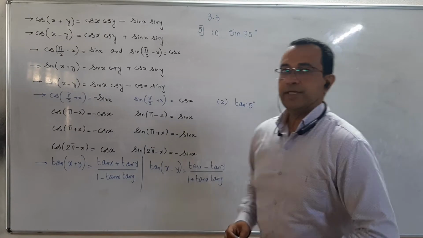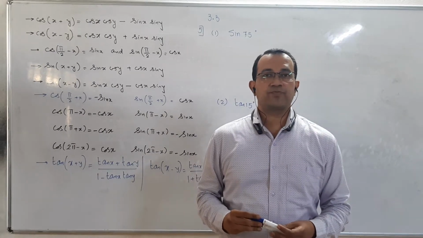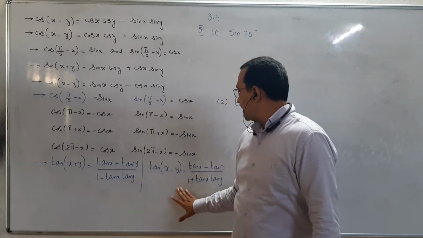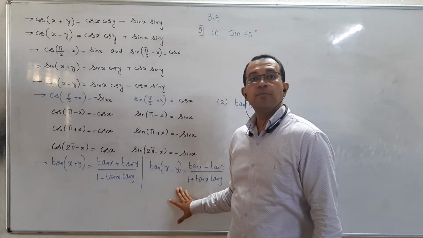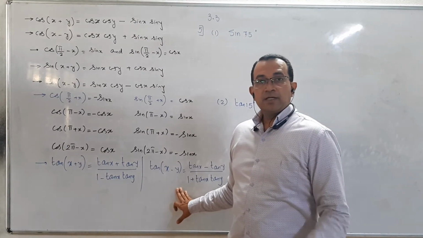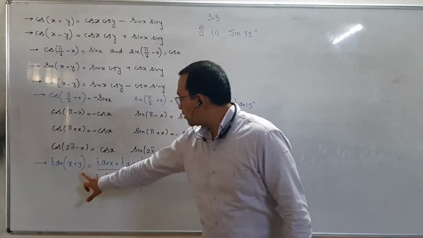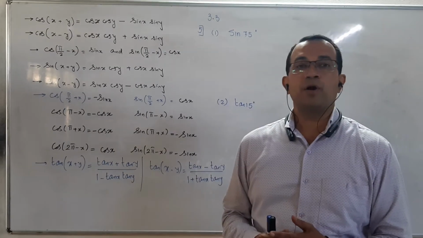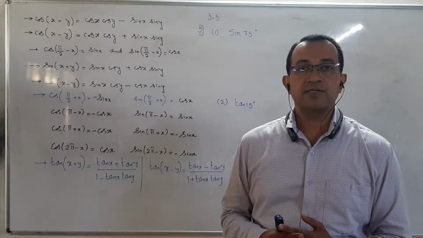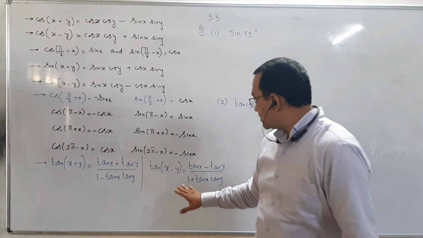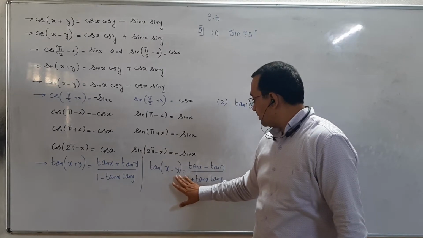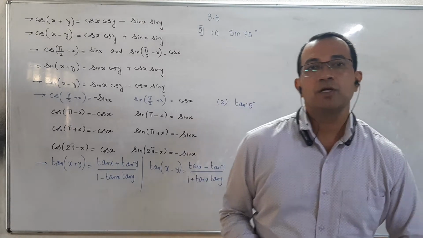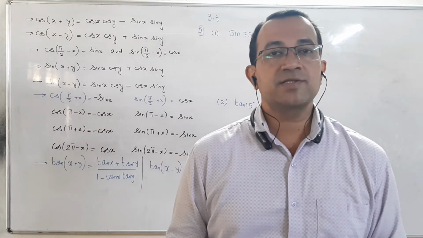Students, the next two formulas are tan of x plus y and tan of x minus y. Remember, the formula of tan of x plus y is tan x plus tan y upon 1 minus tan x tan y. And the formula of tan of x minus y is tan x minus tan y upon 1 plus tan x tan y.